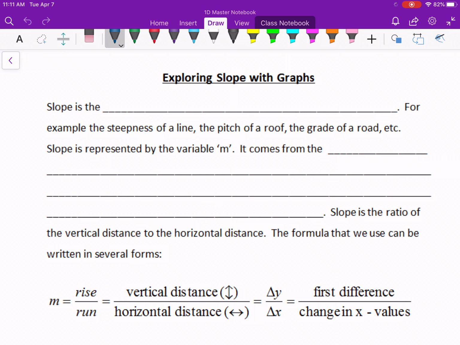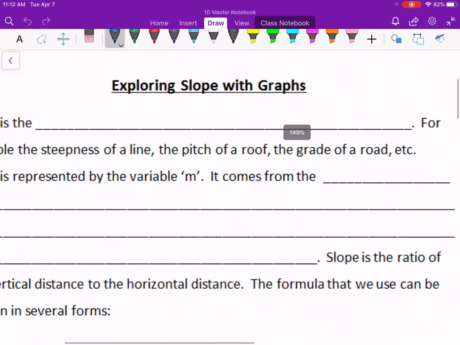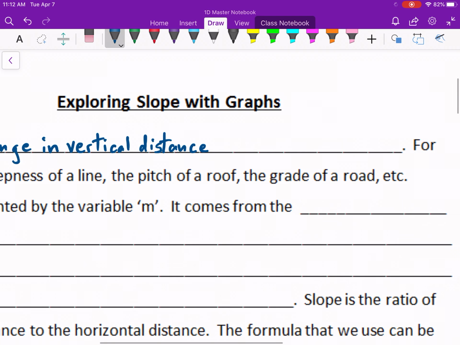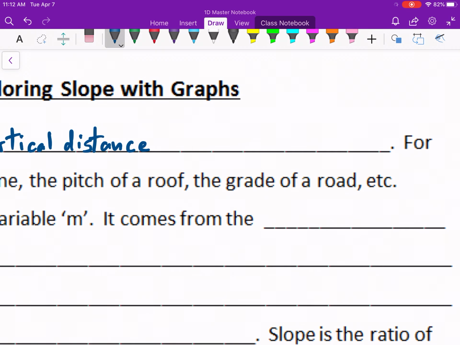Really, it's just the change in the vertical distance over the change in the horizontal distance on a graph. Now, that's a lot of words to squeeze into this little space here, but I'm going to give it my best shot here. So, slope is the change in vertical distance over change in horizontal distance. I don't think I'm going to make it, but let's give it a try.